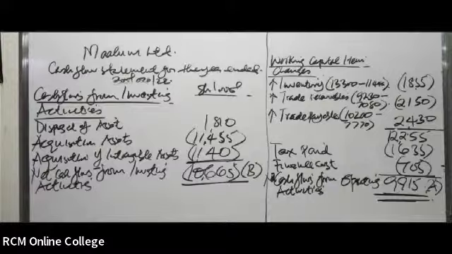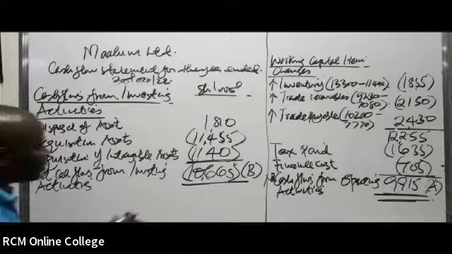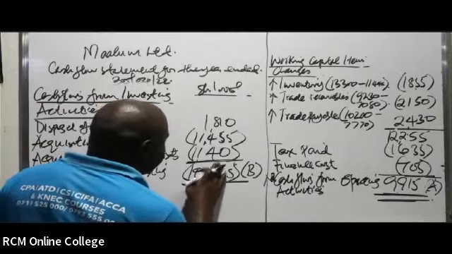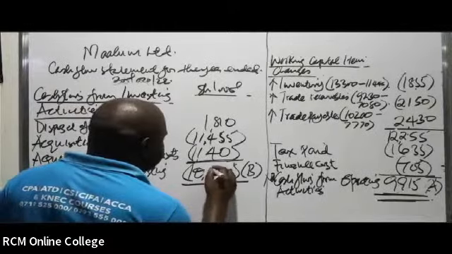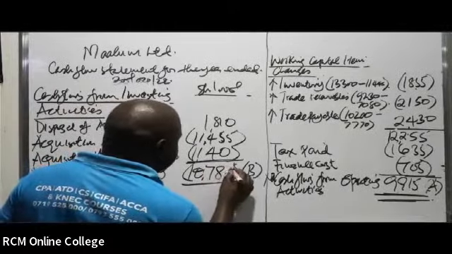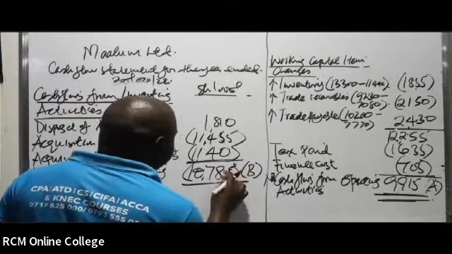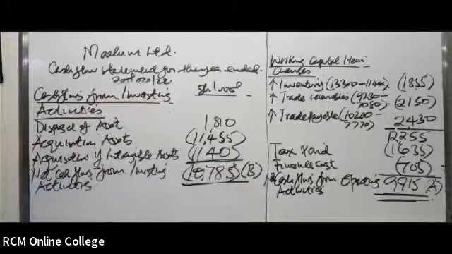There are only 3 items under the investing activities. It is 10,785. You can see you're correcting me. 10,785. So in this case, go down to cash flows from financing activities.